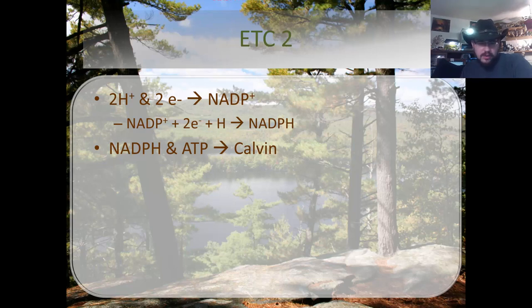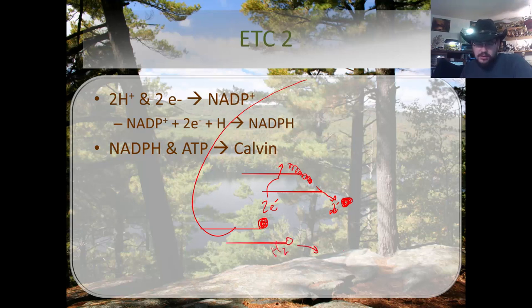Whew. Okay, let's try this again, right? So pigment, separate this out. Electron excitation. Electron transport chain. Two electrons, right? H2O. Split. O2 given off.